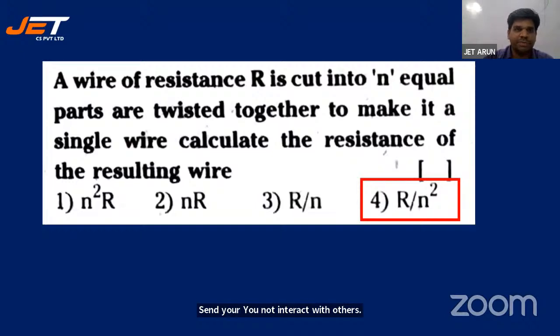Yes, Jessica, it is mentioned this way. The question says like this: the wires are twisted together to make a single wire. They're twisted together to make a single wire, calculate the resistance of the resulting wire. So that's what it means. When he says their parts are twisted together, they are connected in parallel. That's to be understood.